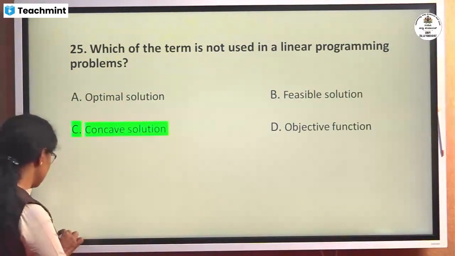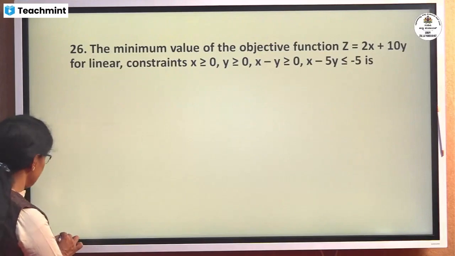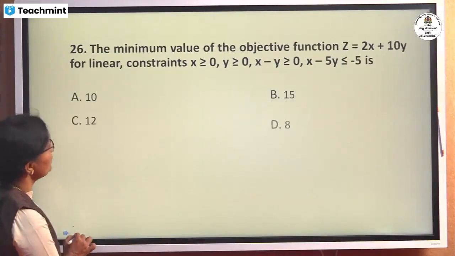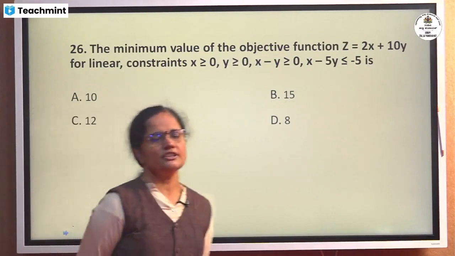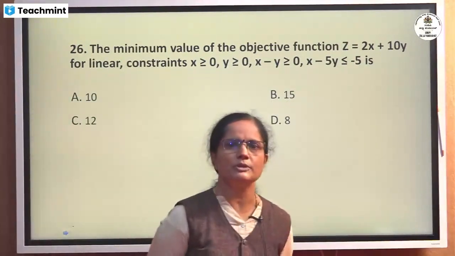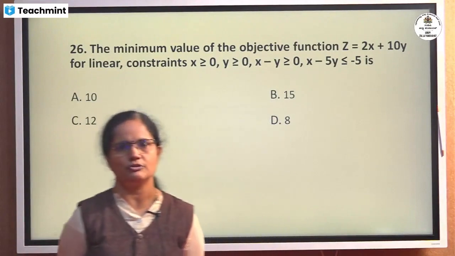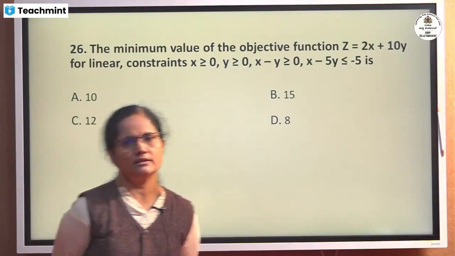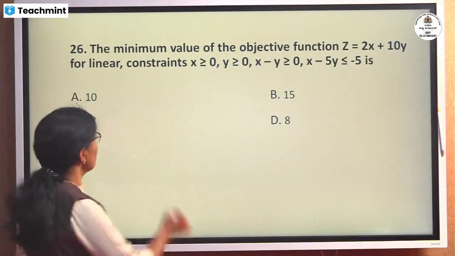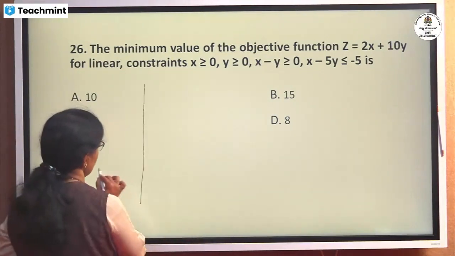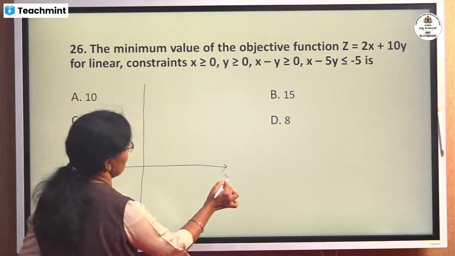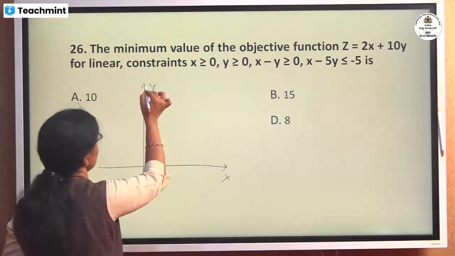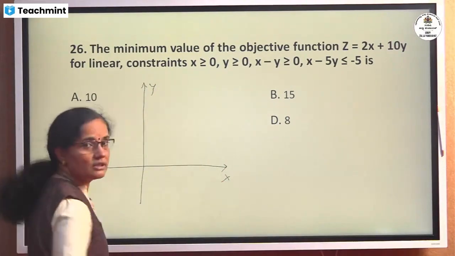Let me go for the 26th question and the options of 26th question. All these are the options. In this function, what you have to calculate? Minimum value of the objective function z is equal to 2x plus 10y. And the constraints are given here. So better to go for the graph quickly without taking much time to read the problem. You have to take the graph and draw the curves.